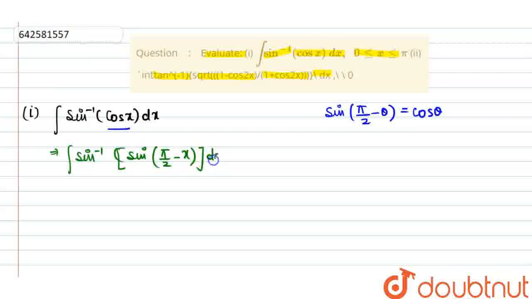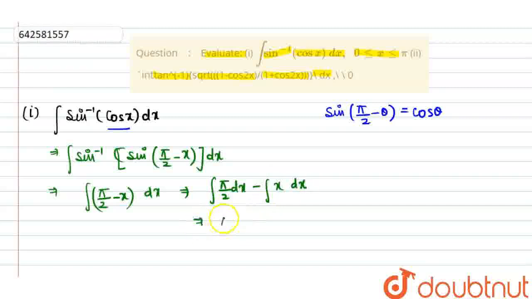So as we know, sine inverse and sine will be cancelled out. So I can write it integration of (pi by 2 minus x) dx. Now when we split it, I get pi by 2 dx minus integration of x dx, because pi by 2 is a constant part. So pi by 2 integration of 1 into dx minus integration of x dx. Now after integration, pi by 2 integration of 1 dx is only x, minus integration of x is x square upon 2 plus c, which is a constant.